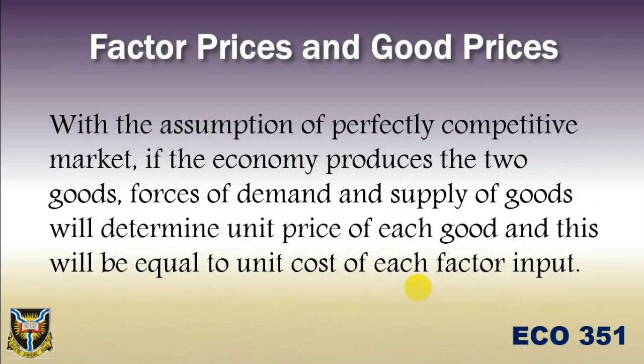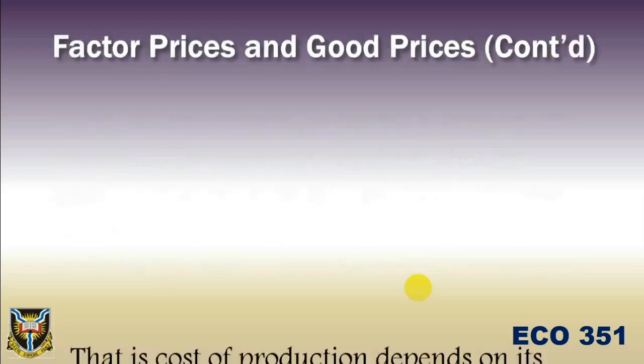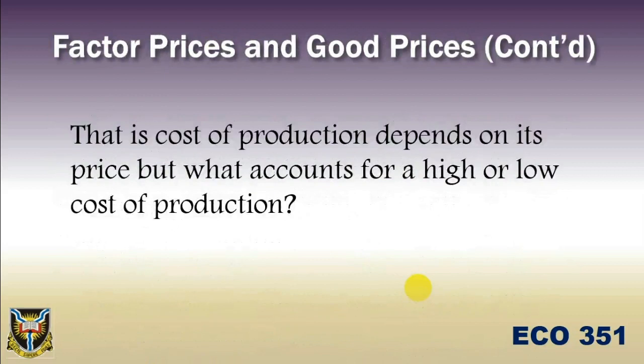Factor prices and good prices. With the assumption of a perfectly competitive market, if the economy produces the two goods, forces of demand and supply will determine the unit price of each good, and this will be equal to the unit cost of each factor input. That is, if for instance the cost of producing computers is high, we expect the price of computers to rise. That is, price depends on cost of production.